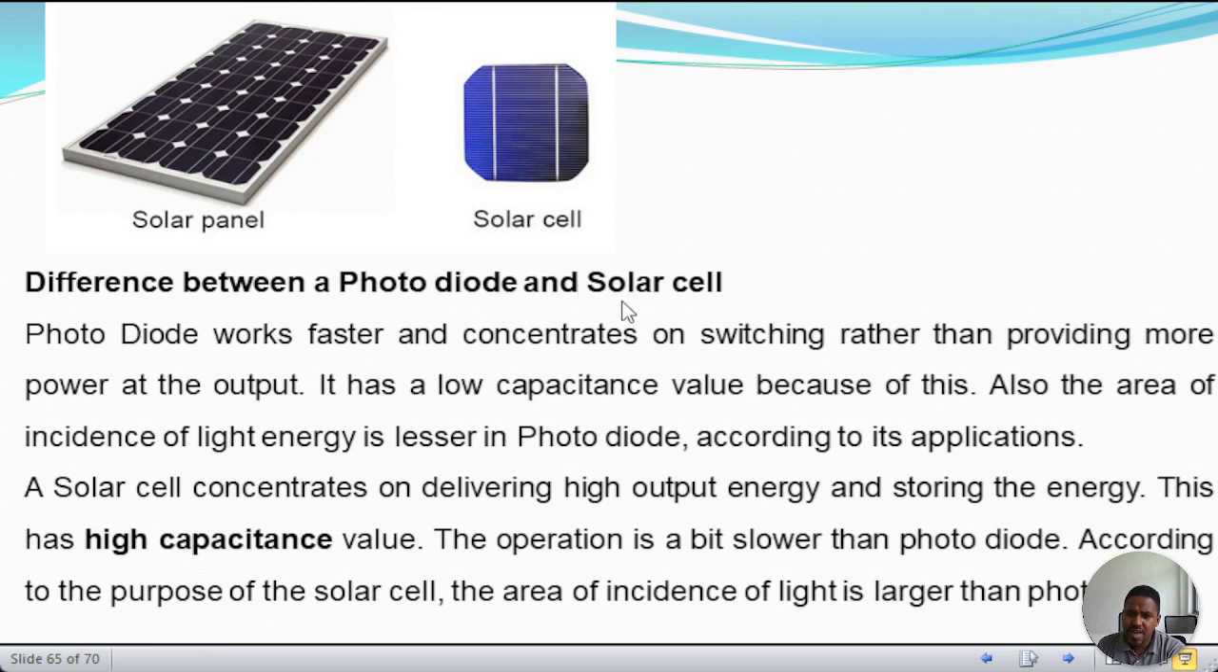The difference between a photodiode and a solar cell is that a photodiode works faster and concentrates on switching rather than providing more power as output. It has a low capacitance value. Because of this, the area of incidence of light energy is smaller in a photodiode. According to its application, a solar cell concentrates on delivering high output energy and storing the energy. It has a high capacitance value. It is a bit slower than a photodiode. According to the purpose of the solar cell, the area of incidence of light is larger than in a photodiode.